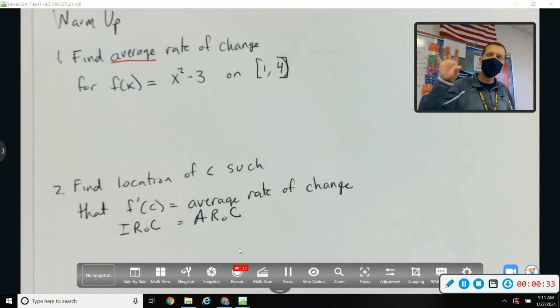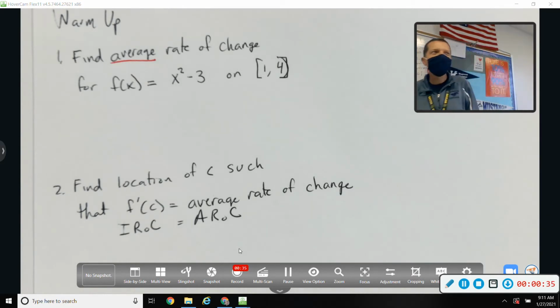Are we okay getting started on that, or do you need some prompts, some nudges in the right direction here? Some nudges. Like, yes, give me a nudge. What's average rate of change mean?